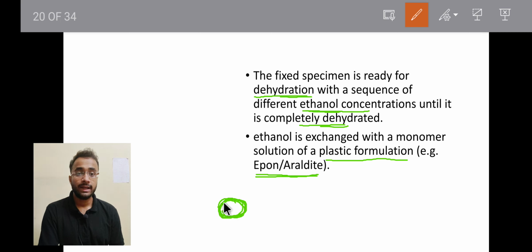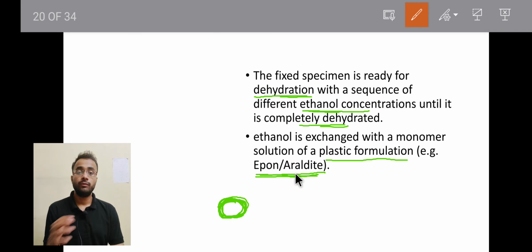The plastic coating makes it resistant to the electron beams. An electron beam can damage a biological specimen, so we have to add a plastic coating on it so that it becomes electron beam resistant. And for the plastic formulation, what we exactly use is Epon or Araldite.